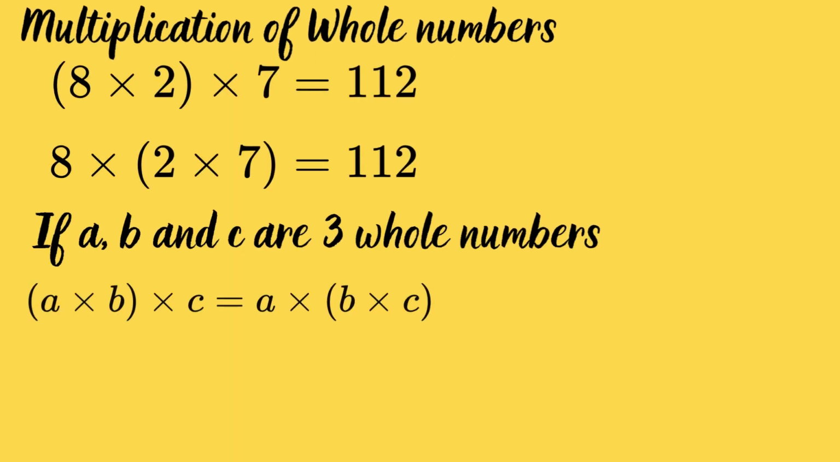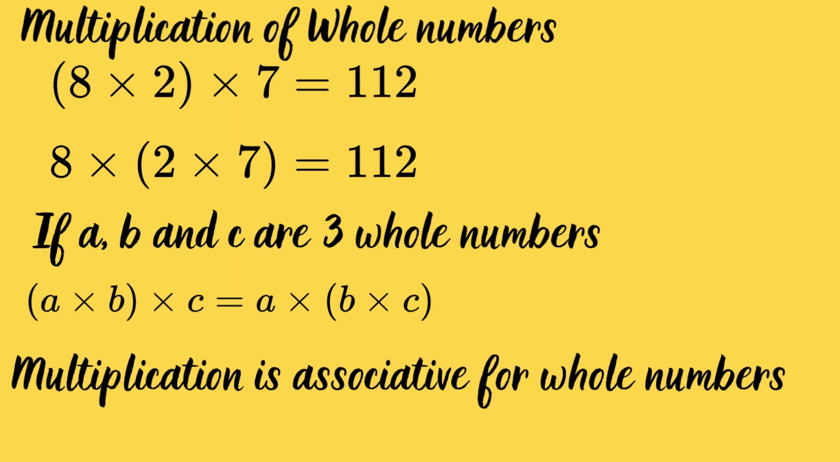Let's now look at the associative property of multiplication of whole numbers. Let's look at three whole numbers again. Let's take the example of 8, 2 and 7. So suppose we multiply 8 and 2 first and then multiply them by 7. You get 16 into 7, that is 112.